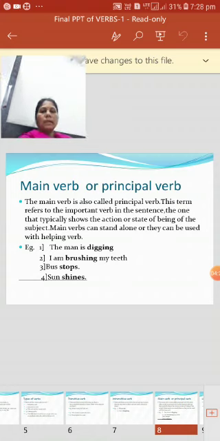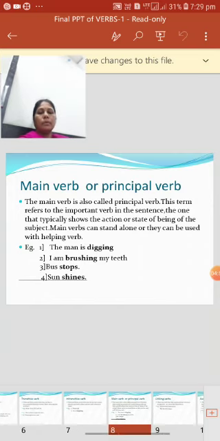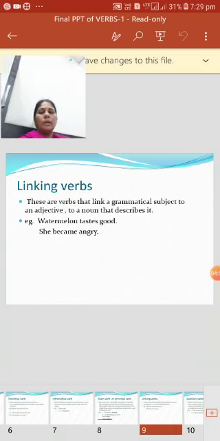Now one thing again, it is said that main verbs can stand alone. The next two examples indicate that. The third example is bus stops. See, here is the verb which stands alone, stops. Okay, and next is sun shines. Is there any subject? No. It means that main verbs can stand alone.